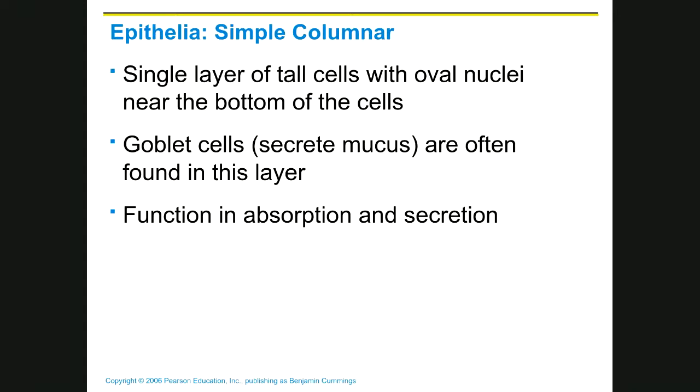Okay, let's look at simple columnar. So again, without knowing anything about it, we can figure it out. It's one row, tall cells, oval-shaped nuclei down at the bottom. So it's going to look like this. Now they're way too tall for diffusion and osmosis. So again, there's no way that can happen. So these are also good at doing secretion and absorption. And again, it's active transport, and so they're going to use ATP.